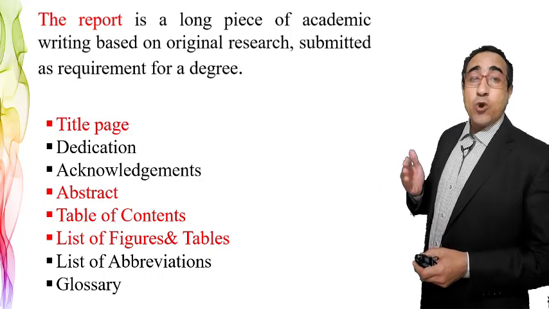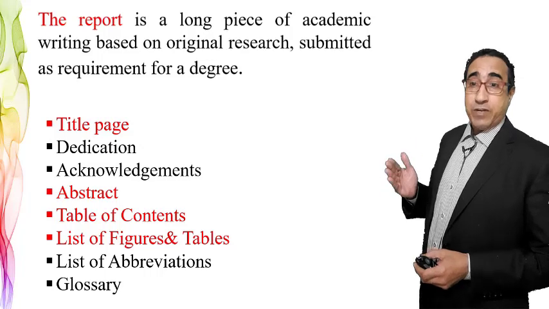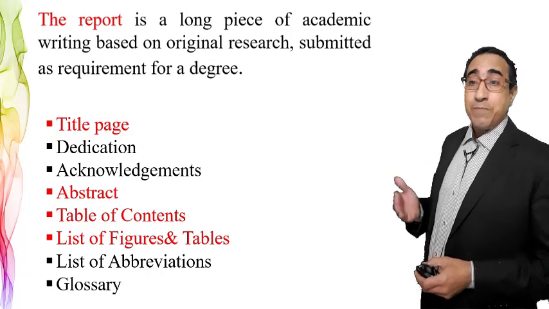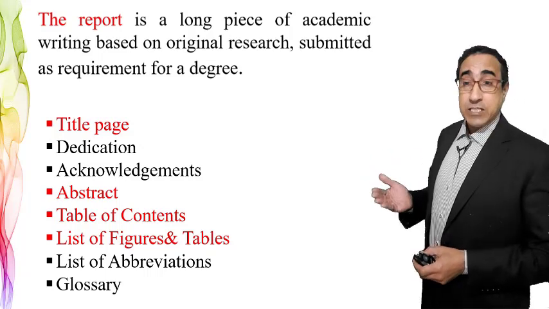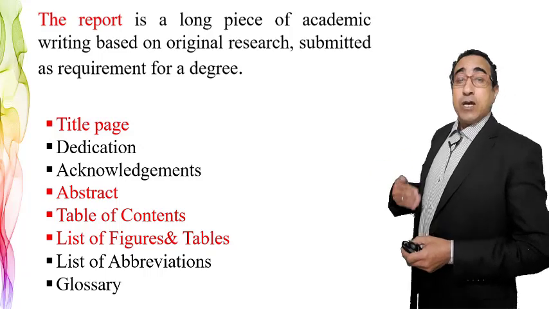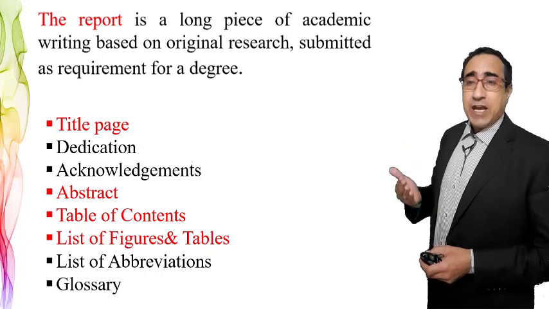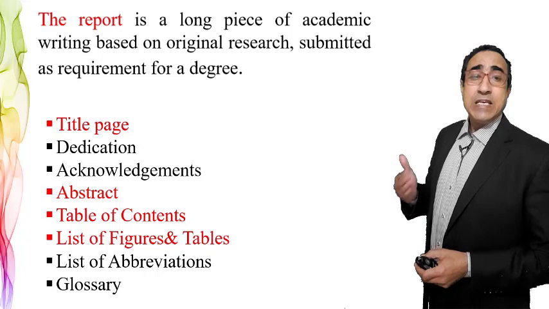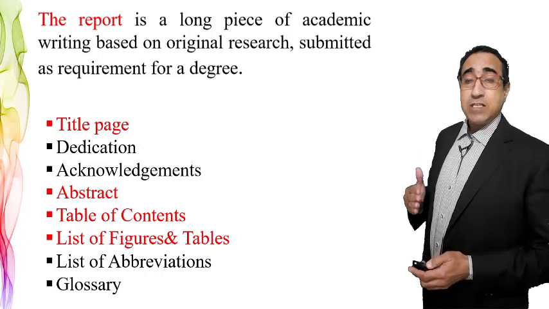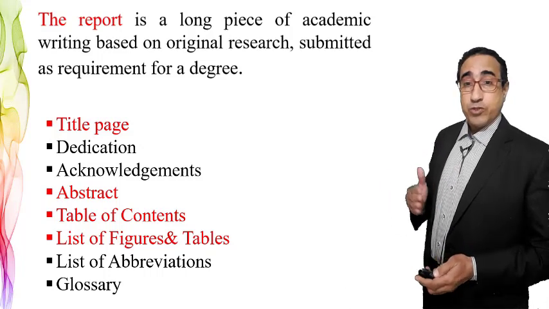No, only those in red. Those in red should appear in every research. Of course, title page, abstract, which is some sort of summary, table of content, and list of figures and tables. We are talking here about quantitative research. Dedication, acknowledgement, list of abbreviations, it depends on the research itself. So all these come before the content of the research.